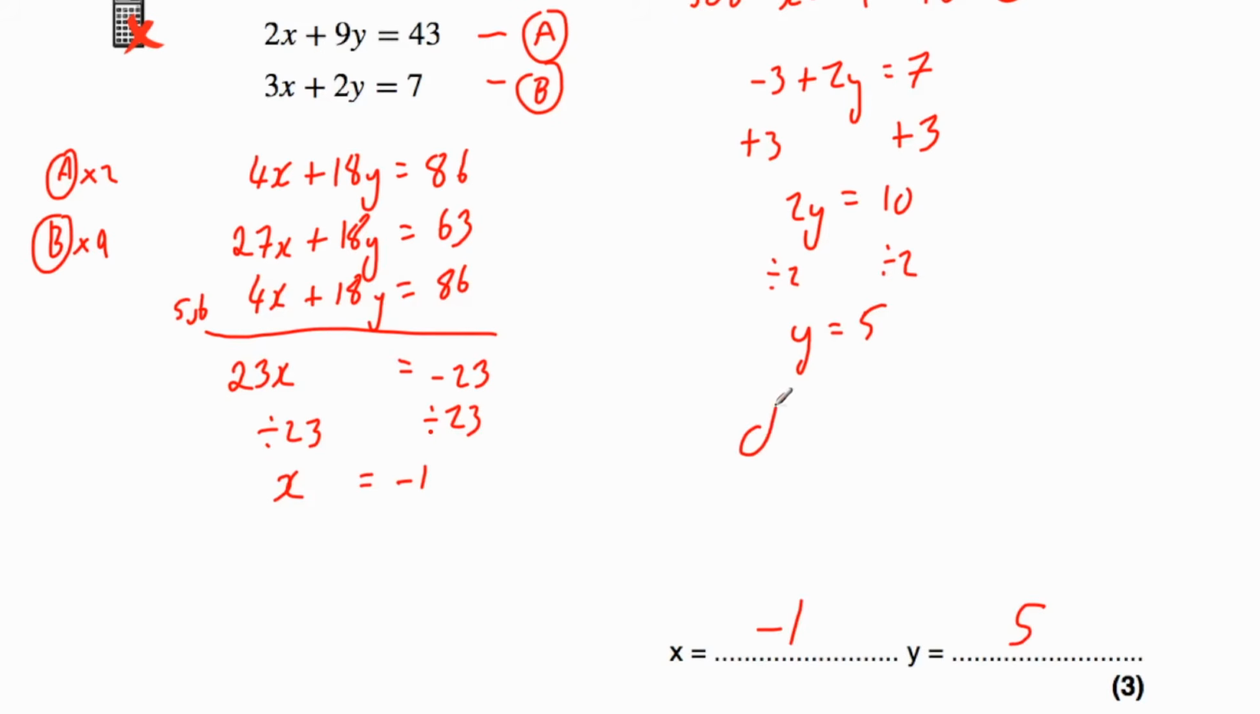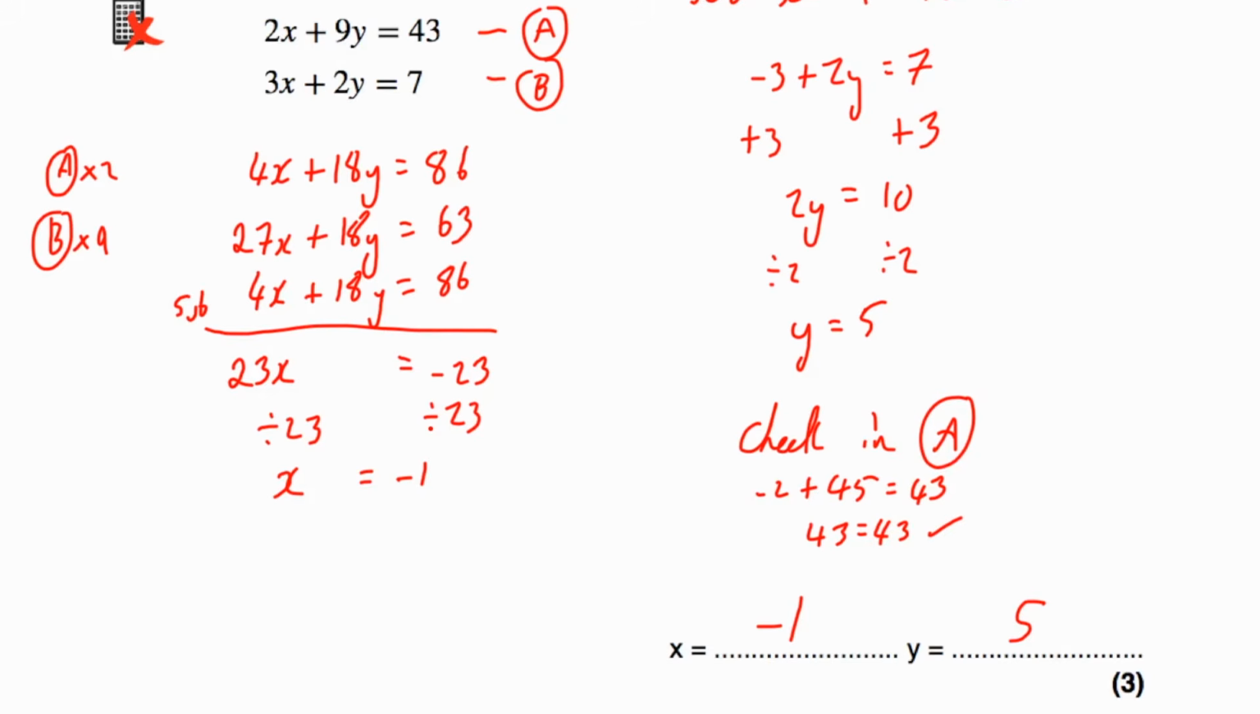Now let's check it. Let's check in A. Whenever we substitute x equals negative 1 and y is equal to 5 into A, we will get, well, 2 times minus 1 is minus 2, plus 9y, which would be 9 times 5. 9 times 5 is equal to 45, and then that should hopefully be equal to 43. Minus 2 plus 45, well, that's going to be 43, is equal to 43. So that's it, we're correct. So x is equal to negative 1 and y is equal to 5. Let's have a look at our next question.